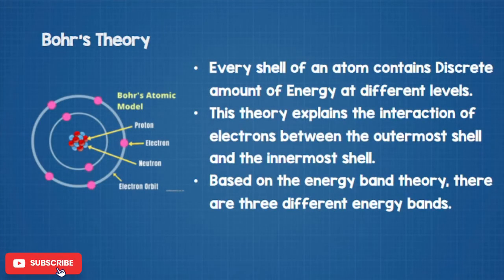Now, let's get back to energy band theory. According to Bohr's theory, every shell of an atom contains a discrete amount of energy at different levels. Energy band theory explains the interaction of electrons between the outermost shell and the innermost shell. Based on the energy band theory, there are three different energy bands. 1. Conduction band. 2. Valence band. 3. Forbidden energy gap.